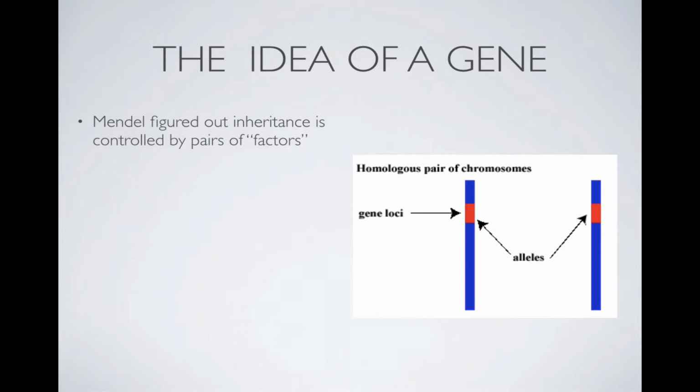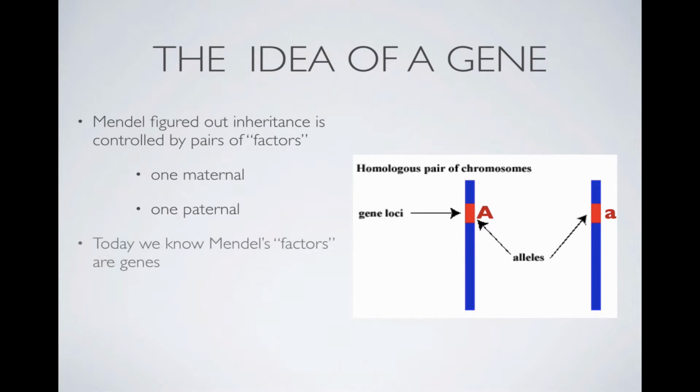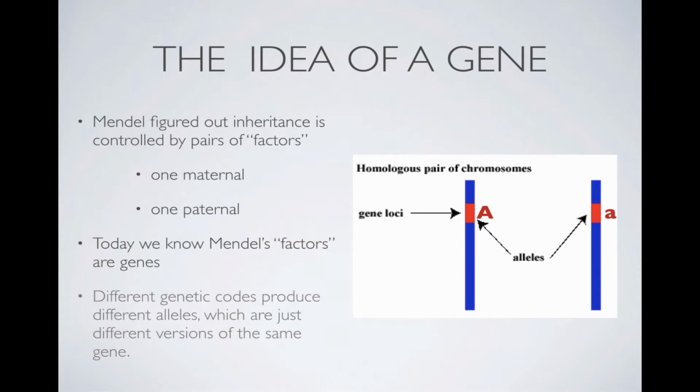Mendel figured out that inheritance is actually controlled by a pair of alleles. He called them factors, but we now know that they're genes. All right, you get one from your mother and one from your father. And today, we identified that Mendel's factors are actually genes.